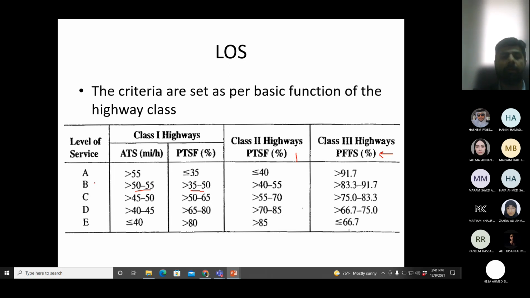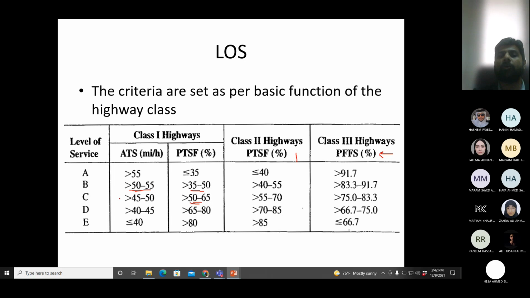Simple. But what will happen if your ATS is in this range and PTSF is in this range? For example, your ATS is 52 and your PTSF is, let's say, 55. Okay, so one value is here, the other one is here.